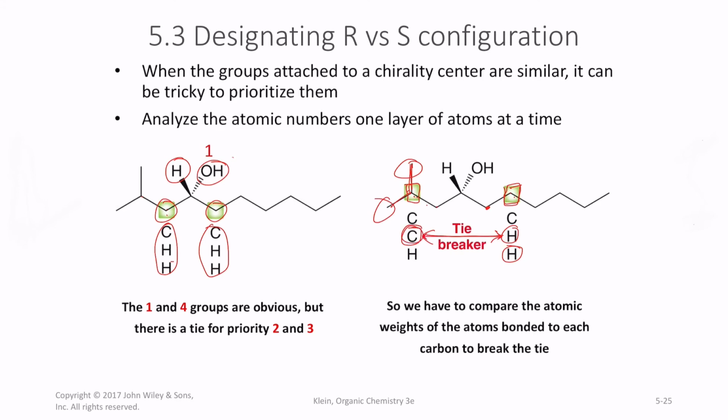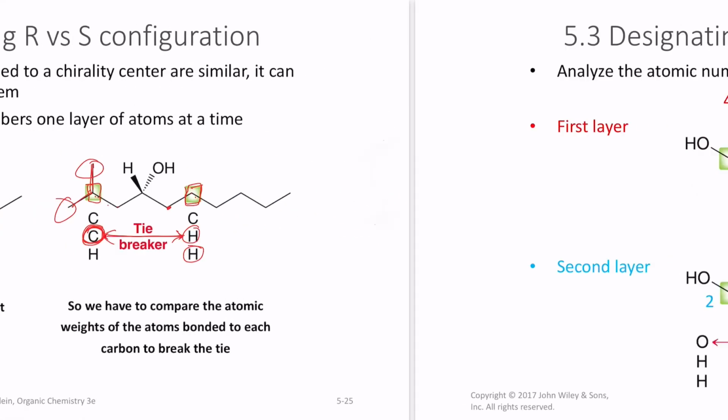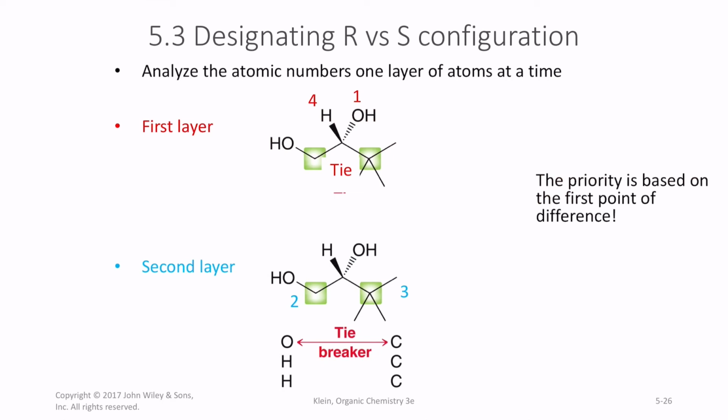So we give priority to the one that has more carbon attachments. Which means this becomes number 2 and this becomes number 3. Hydrogen is always given the number 4 because remember that there is nothing smaller than hydrogen. So hydrogen always gets the smallest number. This is how you break ties when you have a given structure.